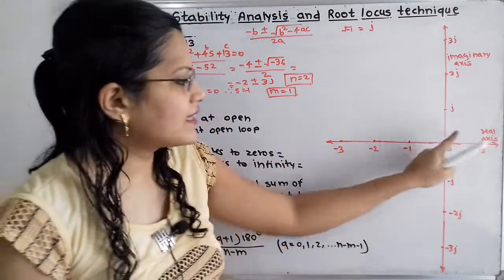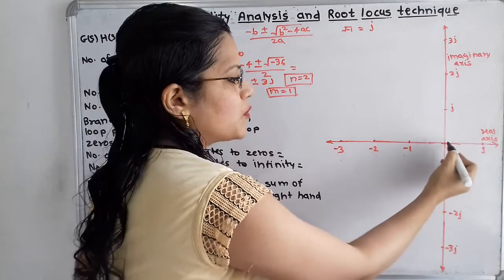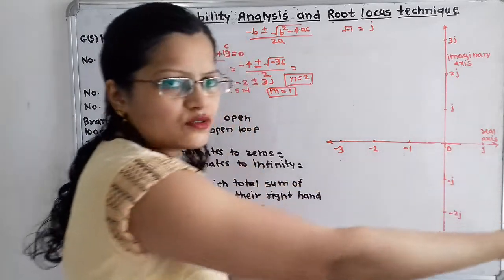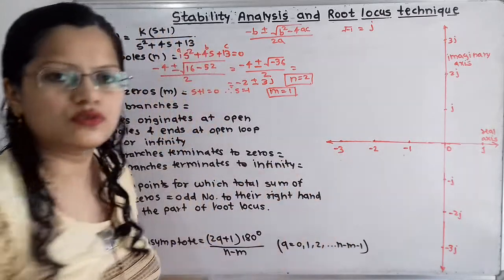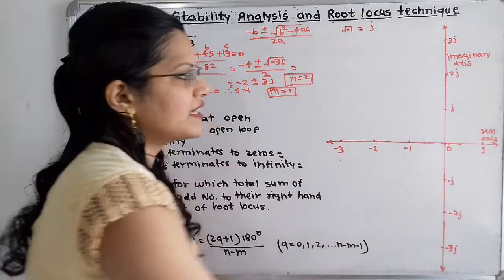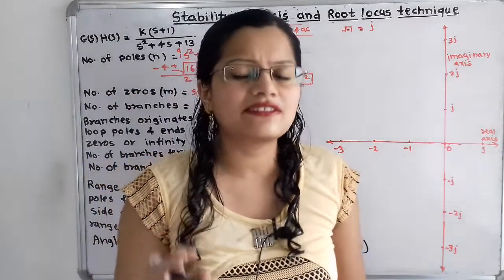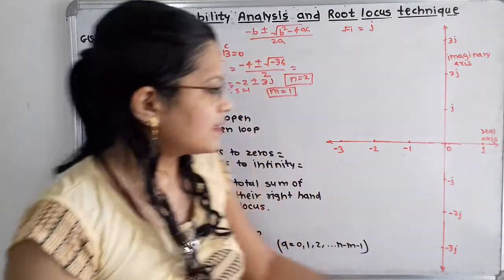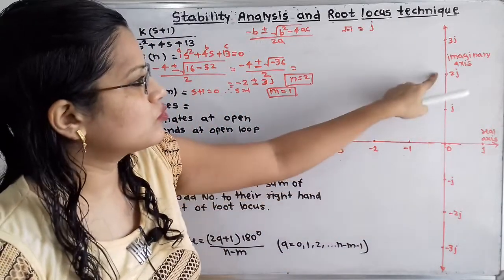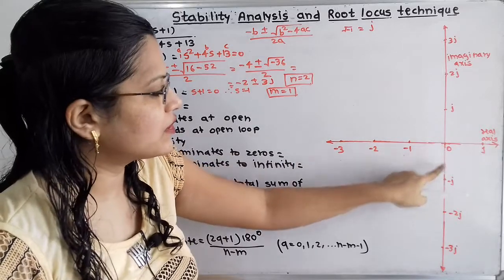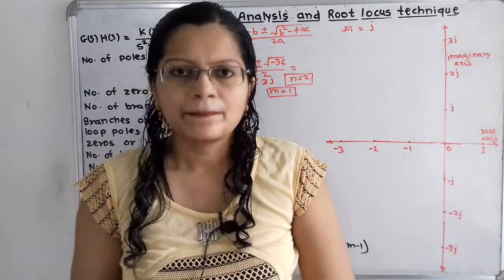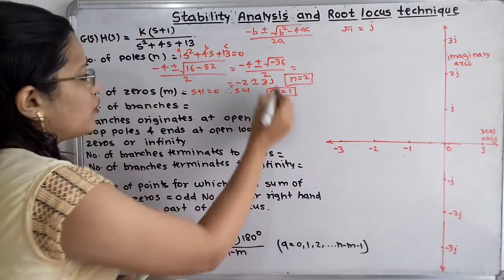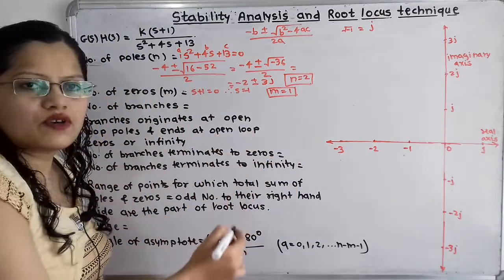Now on real axis, on the right hand side we have to plot the points 0, 1, 2 and so on, and on the left hand side 0, minus 1, minus 2 and so on. Now on imaginary axis we have to plot the points in terms of j, that is from 0 here is j, 2j, 3j, and from 0 here minus j, minus 2j, minus 3j. Now zero is at s is equal to minus 1.